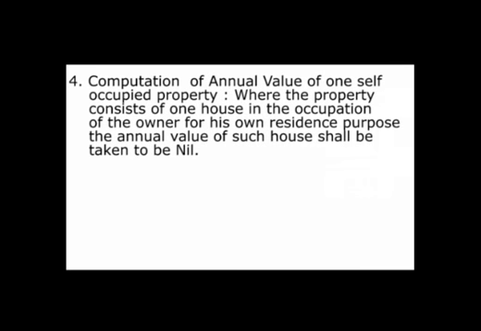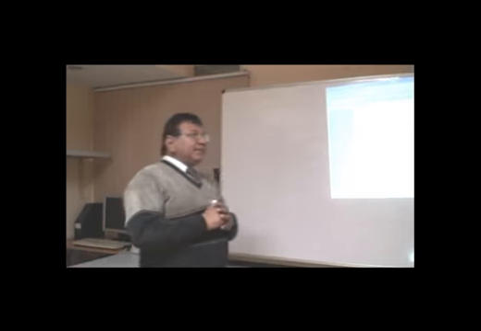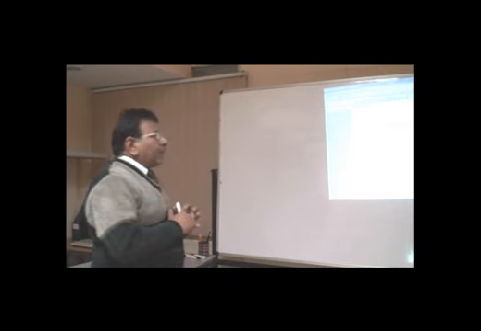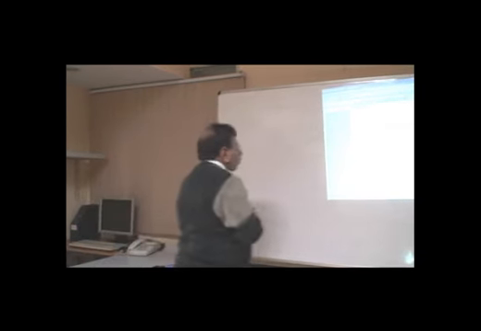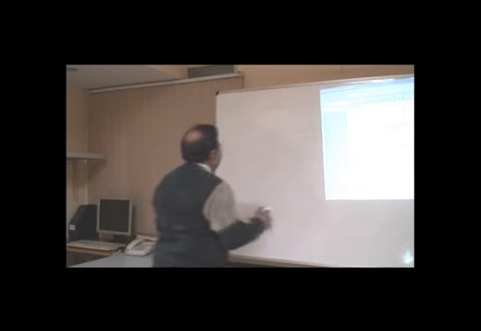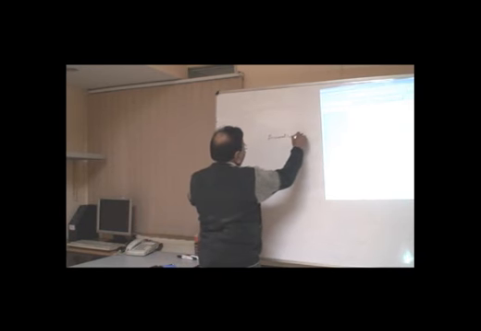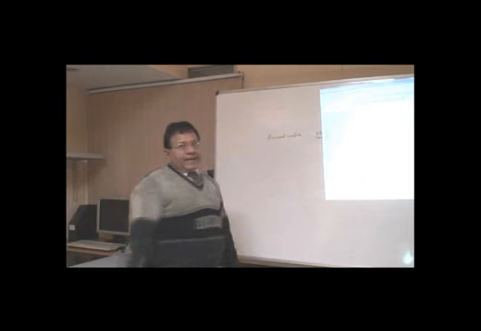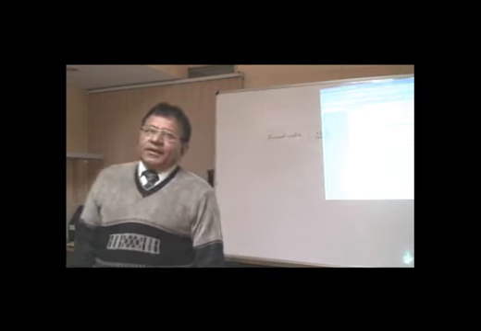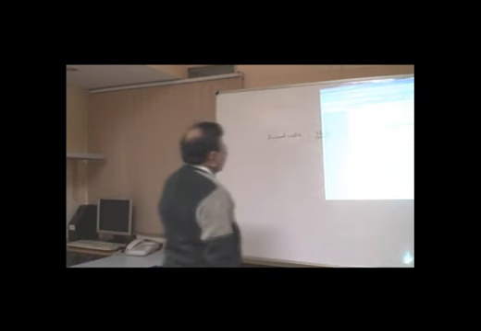The annual value shall be taken as nil, provided two conditions are satisfied. Number 1 condition is that no part of the property is let out during the whole or any part of the year. Number 2, no other benefit has been derived out of this property. If these two conditions are there, then the annual value shall be taken as nil. So, in the case of self-occupied property, the annual value is taken as nil.